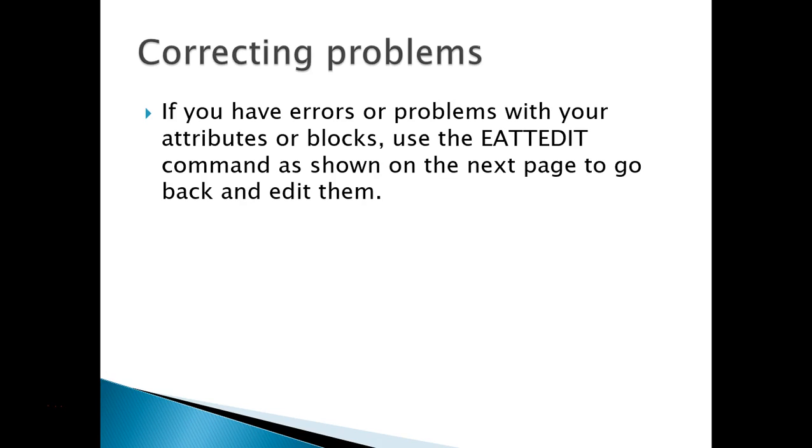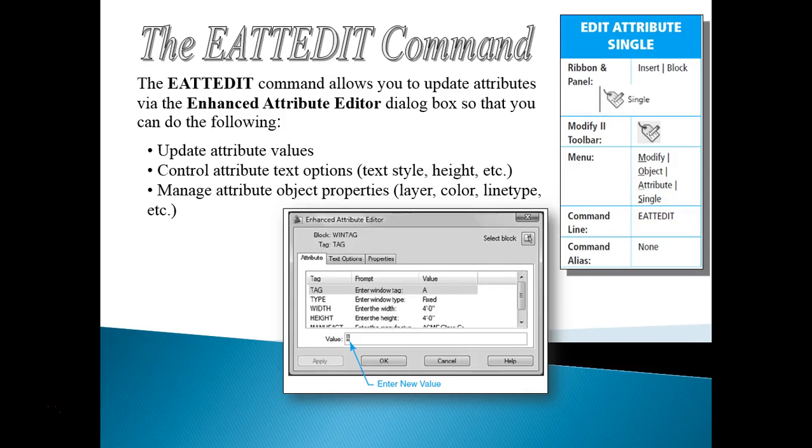If you have errors or problems with your attributes or blocks, you can use the edit command, which we'll show you on the next page, and that'll let you go back in and edit them. So for edit, you can update attributes via the enhanced attribute editor, and you can update values, text options, and object properties like layer, color, and line type, etc. And so you can basically change what your attribute value answer is, and then the basic properties of it.